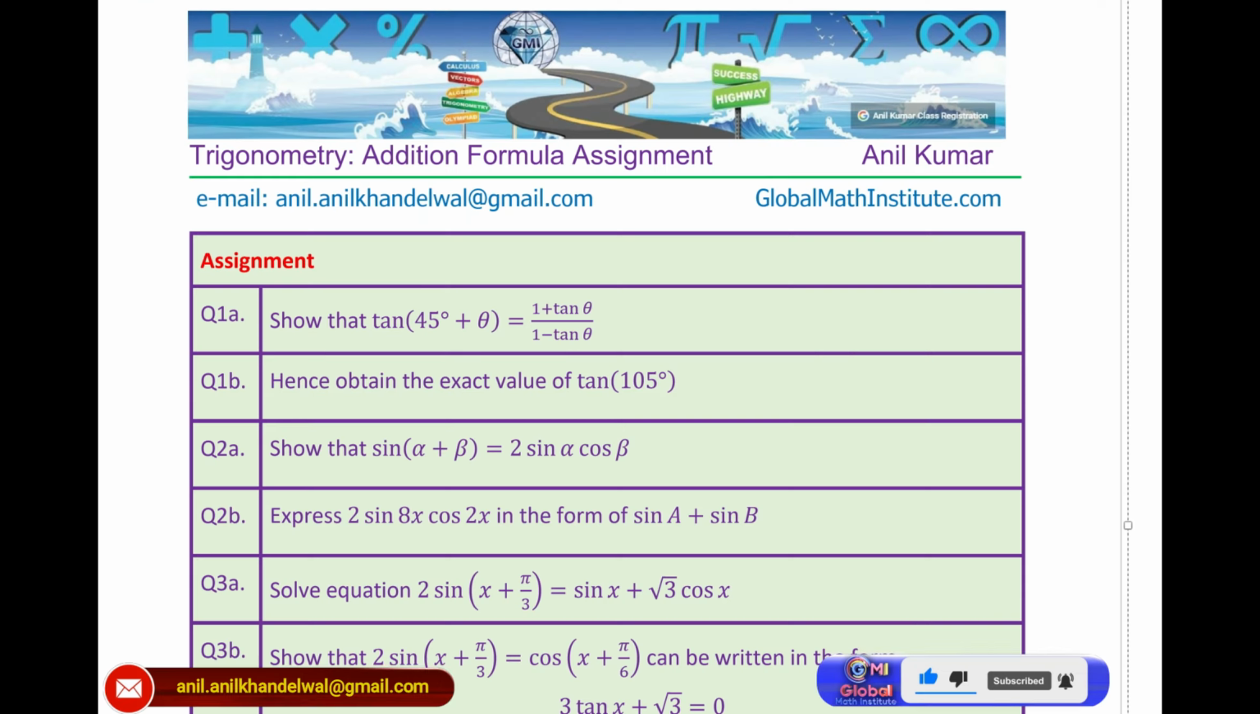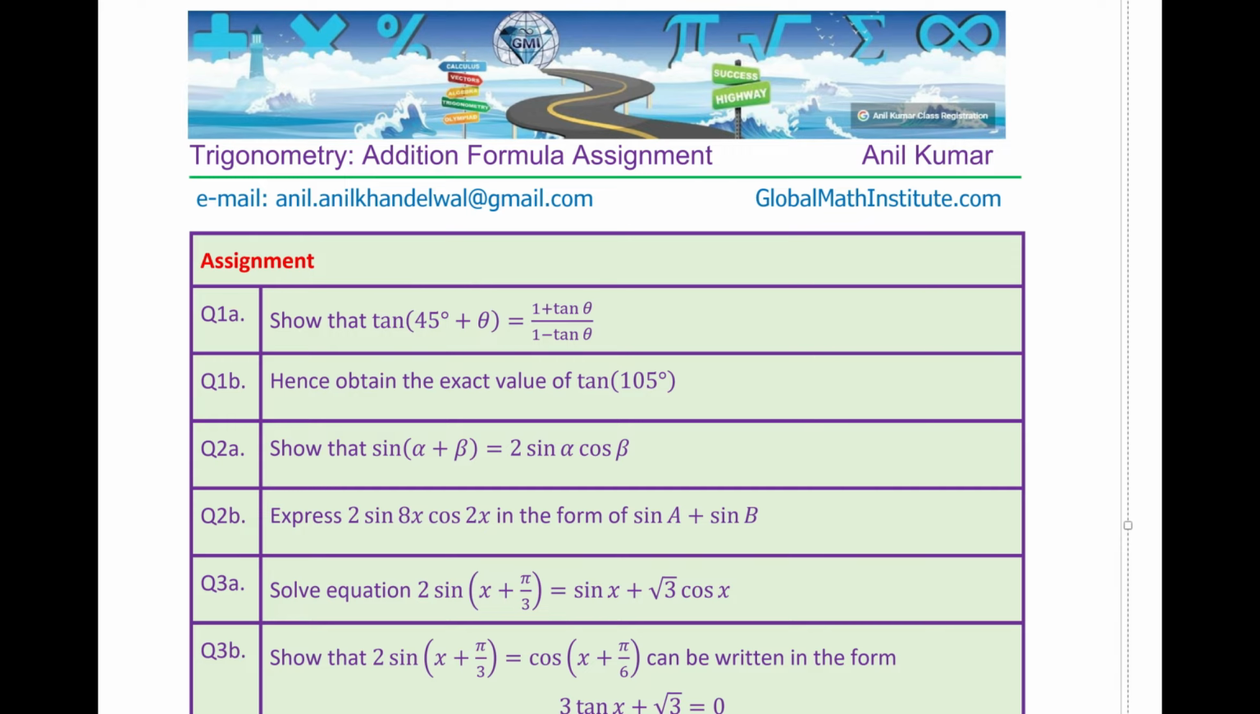Yeah, that one. I am Anil Kumar. Welcome to my series on trigonometry. As per the request of my student, Abby, I'll discuss a few questions related to the addition formula. You may take this as an assignment.